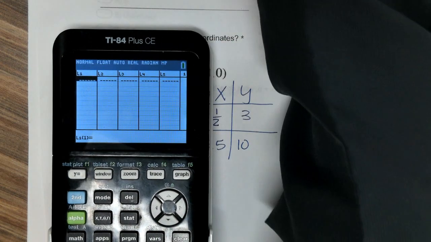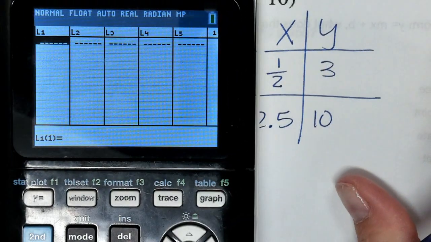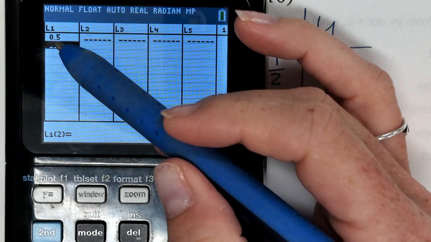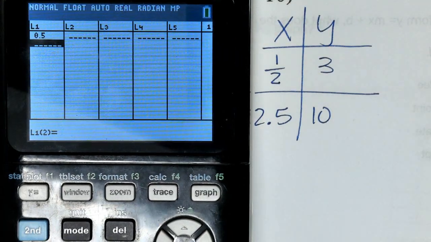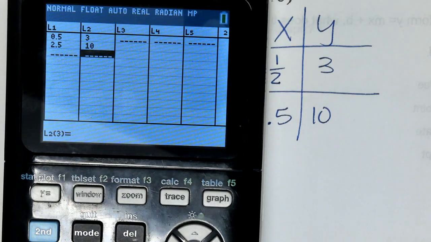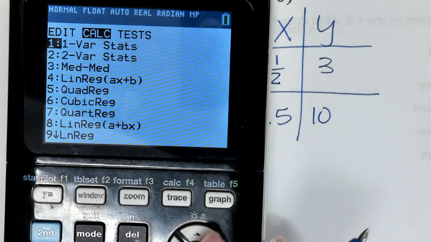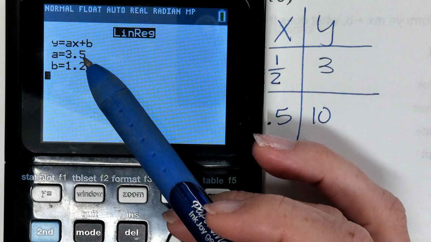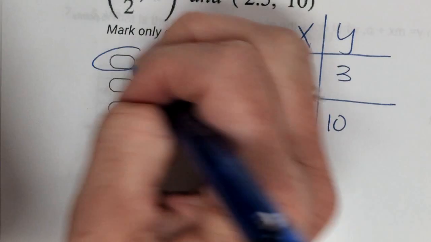Can y'all see this okay? So I put in 1/2 by putting in 1 divided by 2. It's going to change it to a decimal, which is fine. Then I put in 2.5. I come over here, put in 3 and 10. I'm going to go to Stat Calc, option 4. What is the slope? 3.5. So the answer was A.